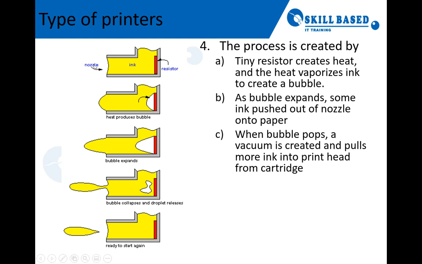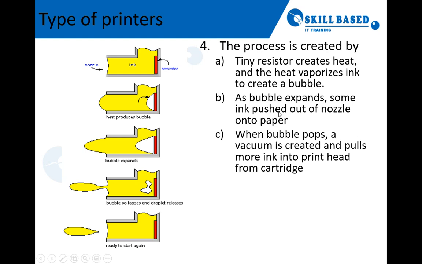Every nozzle, which we call the gun exit, has a resistor behind it. When I need this nozzle to fire, I send a tiny charge to the resistor, and the resistor heats up. When it heats up, it boils the ink and expands. The tiny resistor creates heat, the heat vaporizes the ink, and you create bubbles.